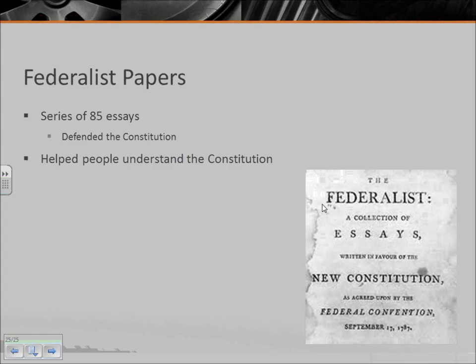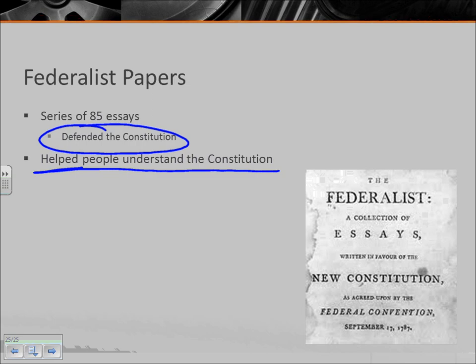All right. And then last but definitely not least, how do you sell this Constitution? Because the Constitution does pass, and how do you get the people behind it? Well, the Federalist Papers. It's a series of 85 essays which defend the Constitution, and we are going to look at these in class as well. And it helped people like you and me come to terms and realize what the Constitution was and what it was going to do for them.